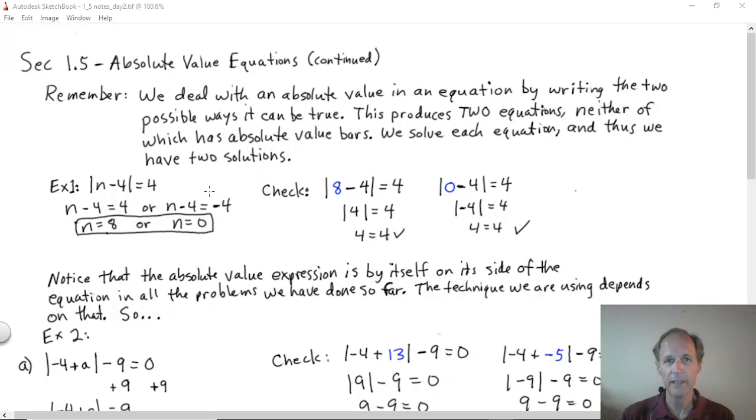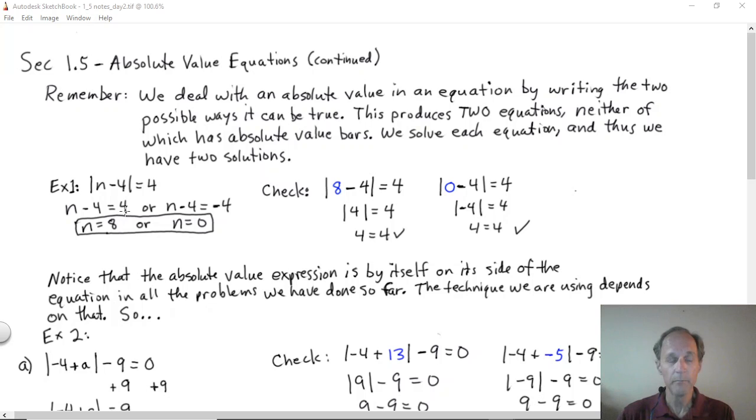So a quick example of that, like the ones we did the other day, we have this absolute value. In this case, it's n minus 4 inside the bars. We say that absolute value equals 4. Well, that means that either the thing inside, n minus 4, equals 4, or that thing inside could be negative 4. Either of those will make it true, and those are the only ways that that equation can be true. So we write them both down with the word or, and there's no absolute value bars, notice, in either one of them. That's good.